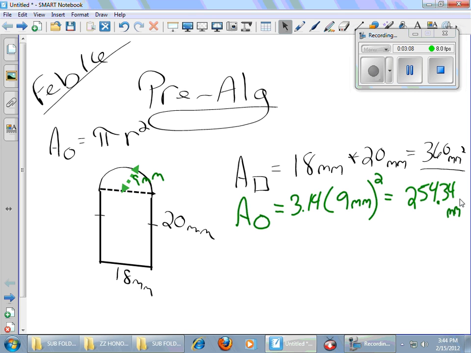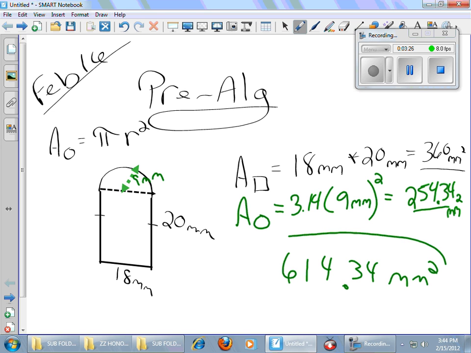Now, sorry, hold on a second, it didn't take my square. Okay, now to get the area of the whole thing, I'll add those two pieces together. So the area of the whole thing would look like this, millimeters squared. So I took the shape and broke it up into shapes that I knew.